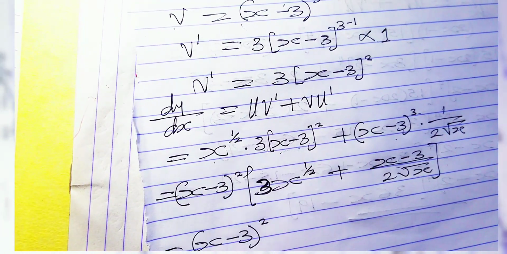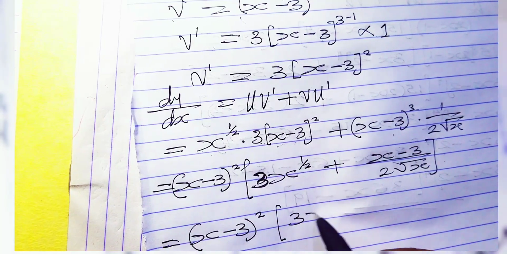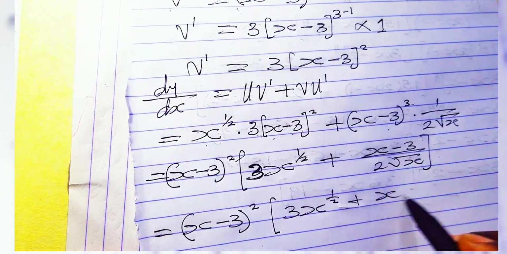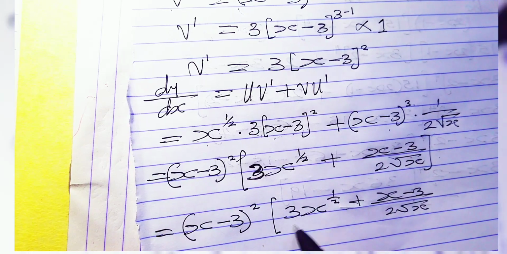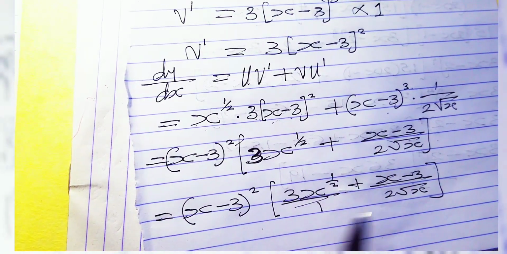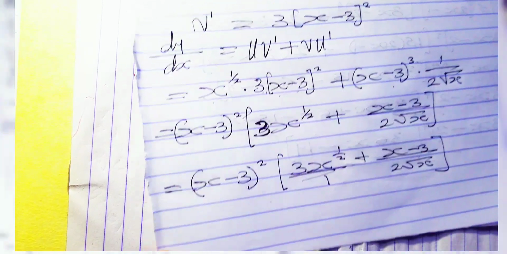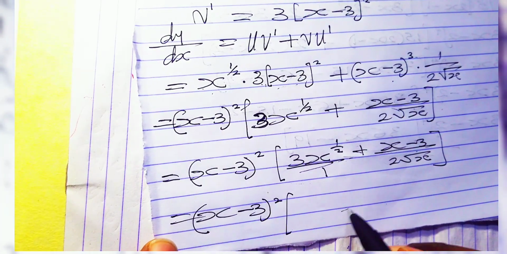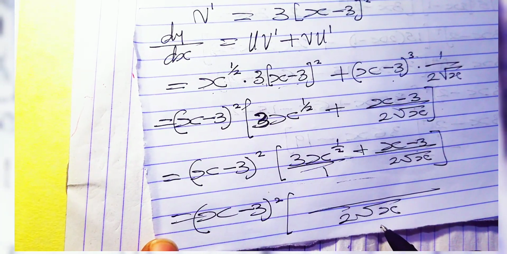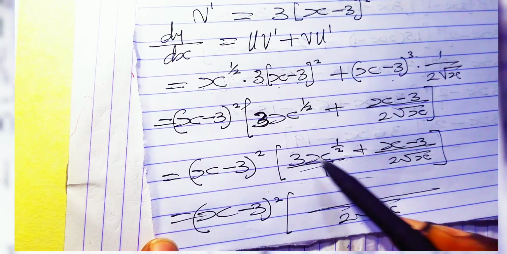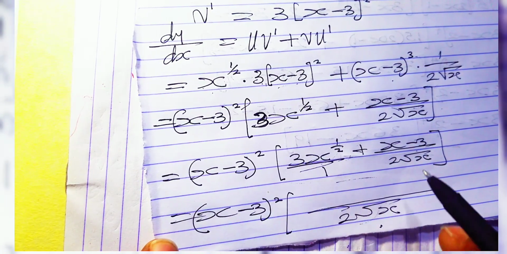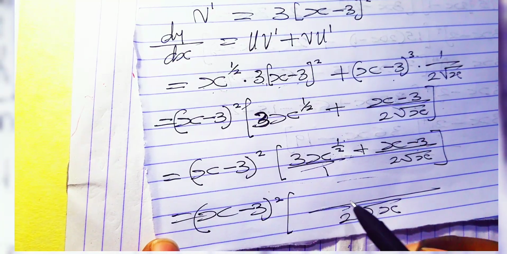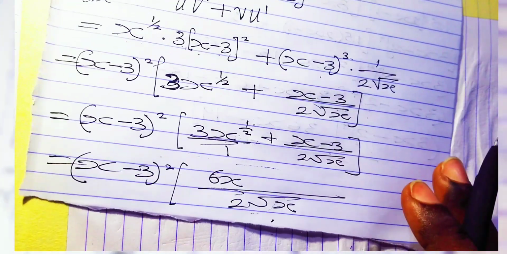This x minus 3 squared in the brackets. This is 3x raised to the power 1 over 2, okay, and then plus x minus 3 over 2 root x, this over 1. And then we can harmonize this as a common fraction. So if you harmonize that, we get x minus 3 squared in a bracket. The LCM here becomes 2 root x, okay? So this one becomes everything here times 3x raised to the power 1 over 2. Don't forget this one is also root x. So this is becoming 6x, okay? 6x, okay? And I can actually show you that there.